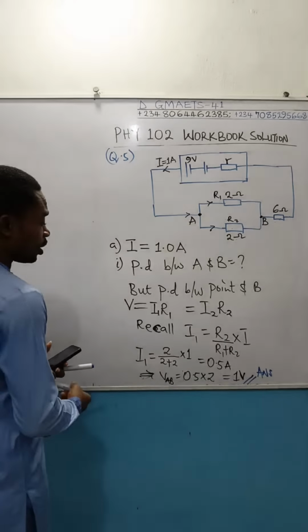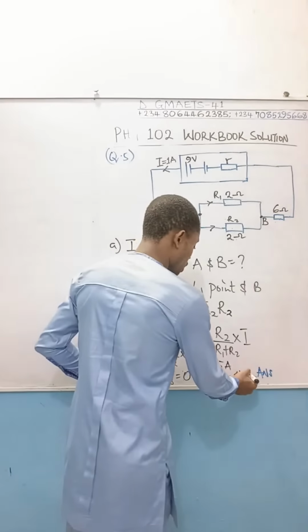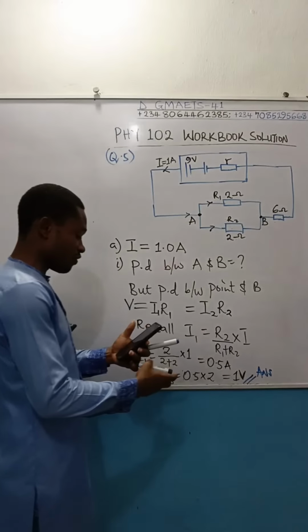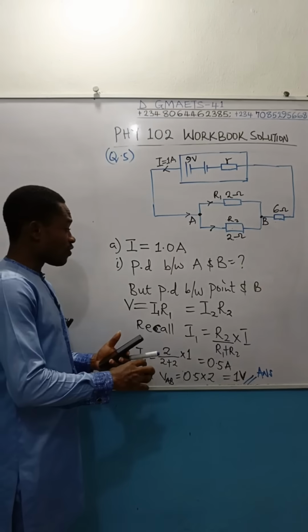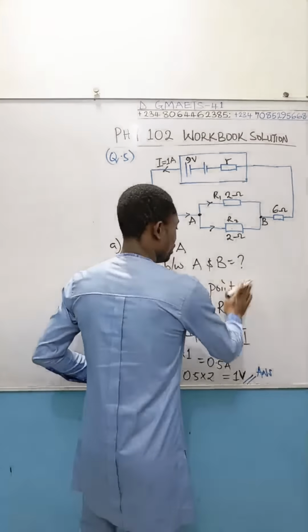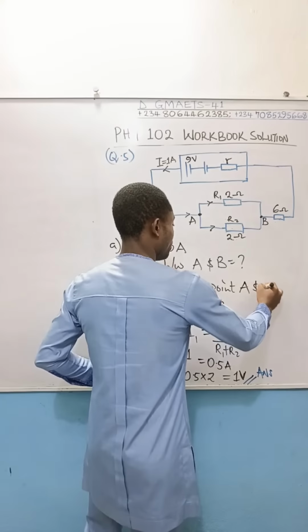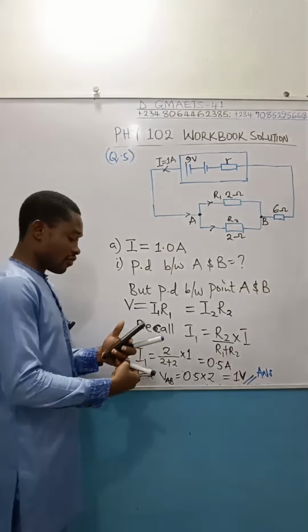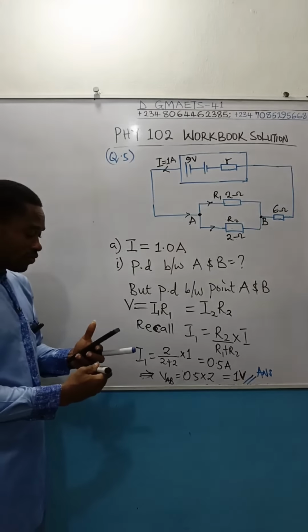Okay, so where are we? We've solved the first part of the question. Like I said, we got the potential difference across point A and B. Point A and B, we got the potential difference to be 1 volt.